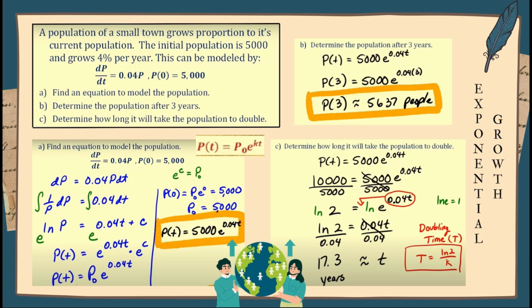Next, we are going to talk about the application of ODEs, which is exponential growth. The exponential growth model describes how a population grows continuously and proportionally to its current size. So for the first question, we are going to find an equation to model the population.